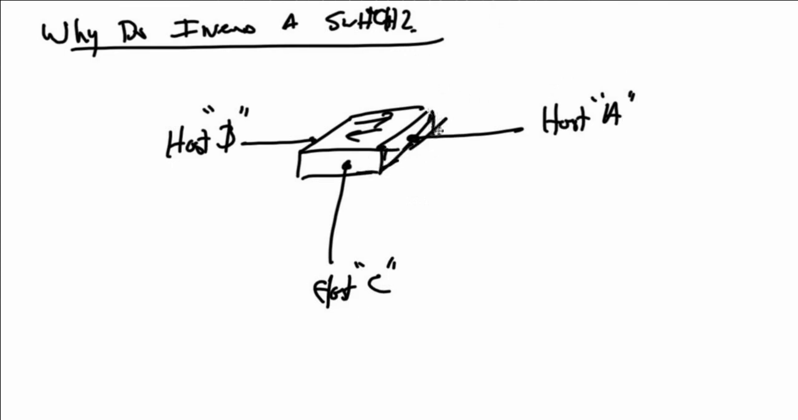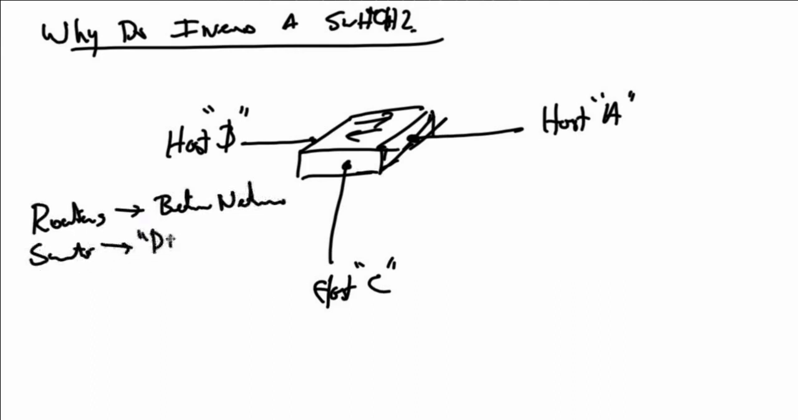So looking at this, we also get another benefit. Now remember, I said routers allowed us to communicate between networks. Switches are basically the boundary elements that define networks. They also do something else for us.